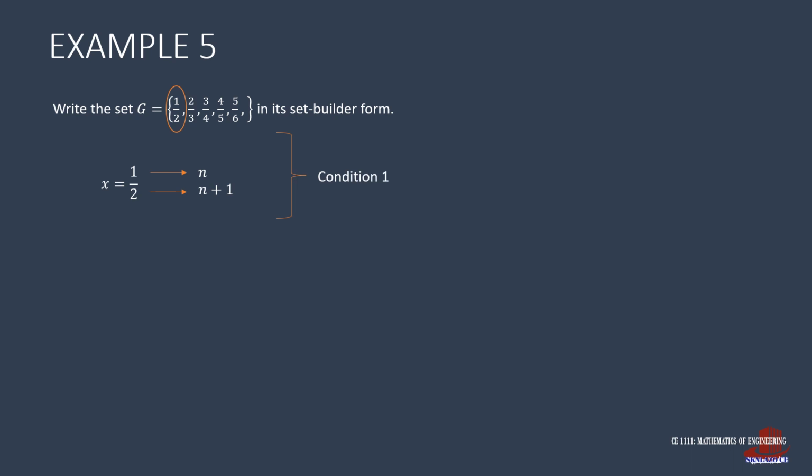This is the first condition. The second condition is to further describe n. From the set, we can see that the numbers which we denoted as n are from 1 to 5. Take this as condition 2. Now write the two conditions together in the set builder format as set G as all values of x, such that x is n over n plus 1, and n is between 1 and 5 inclusive.